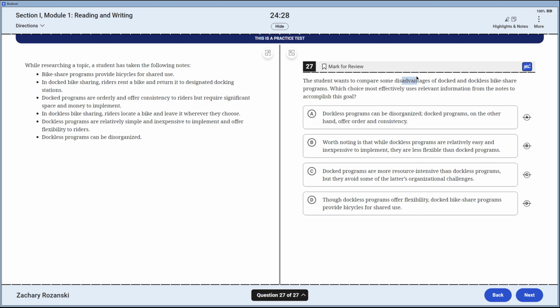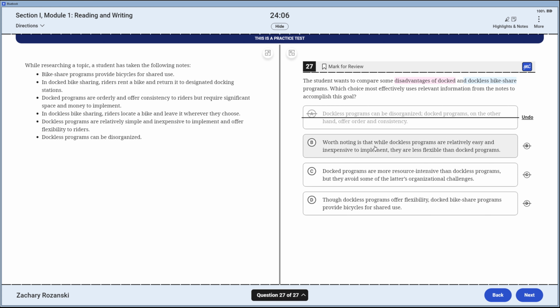I want some disadvantages of docked and dockless. I know that this is going to look for disadvantages of this thing, and I want disadvantages of the dockless. Dockless programs can be disorganized. Docked programs, on the other hand, offer order and consistency. This is one disadvantage in the opposite side of the coin. I don't have a disadvantage of the other one.